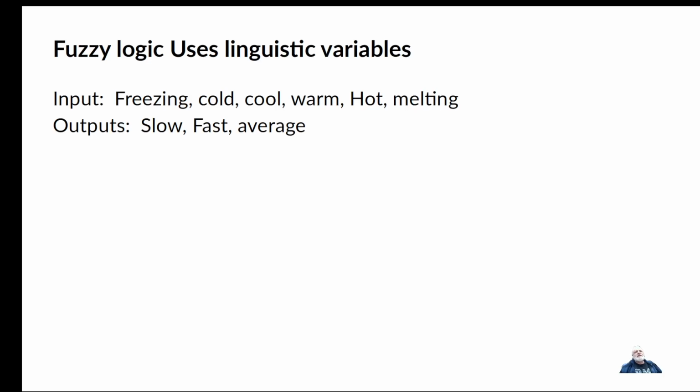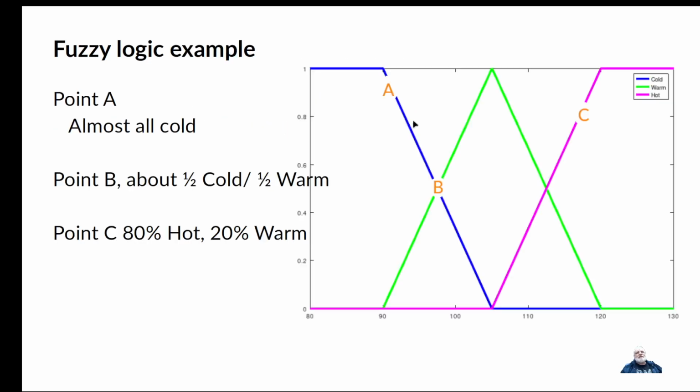The fuzzy logic uses linguistic variables. So when we're talking about these fuzzy sets, we're talking about freezing or cold or cool or warm or hot or melting. So they're linguistic terms, right? Terms that we use when we're talking, and so again, they don't necessarily have a numeric value to them. Although the way that we will set this up, they will kind of have a numeric value. So let's look at an example here.